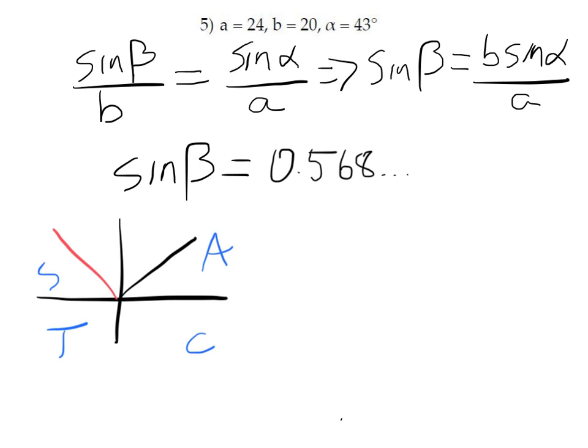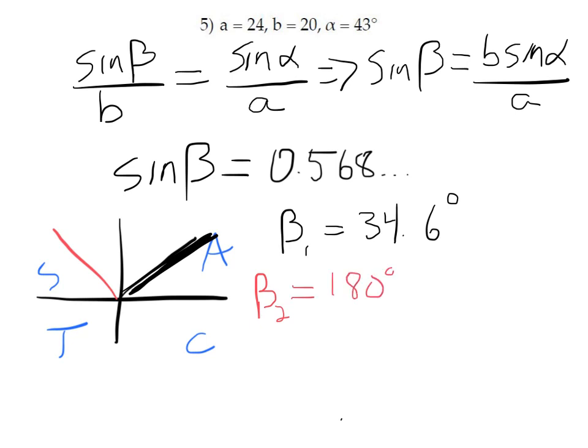Now using arcsine of our answer, and I'm not just using arcsine of 0.568, I'm using arcsine of the full information, we get our first beta. Beta 1 would equal 34.6 degrees. That's this one. But we also could have the second quadrant angle, which would be 180 degrees minus our calculator's answer. And that gives us 145.4 degrees. Each of these might work.